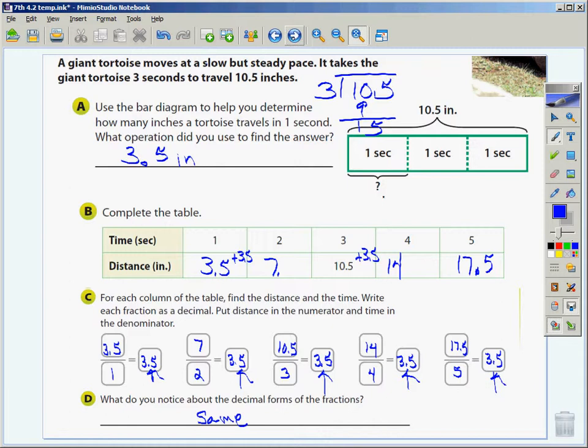I want you to go ahead and flip to page 124. Look at the top of page 124. I'm not going to put it up here on the board, but I want you to think about what we just did. Suppose the tortoise travels for 12 seconds. Explain how you could find the distance that the tortoise is going to travel. 12 times 3.5. He's traveling 3.5 inches per second. So all you'd have to do is multiply. Everybody see that? Okay.